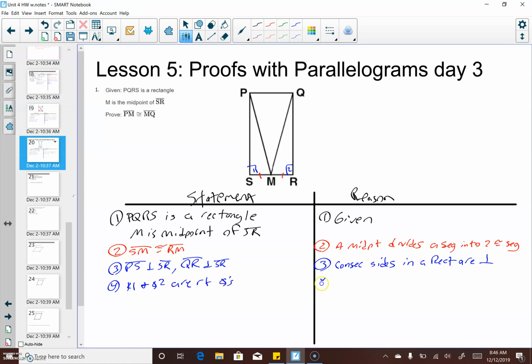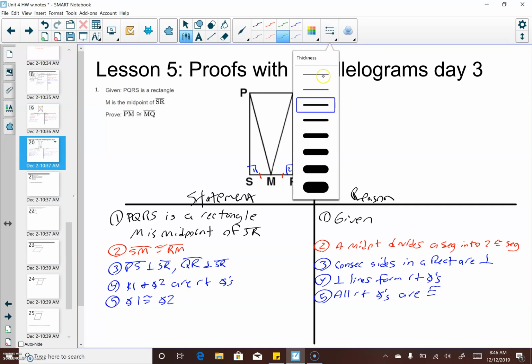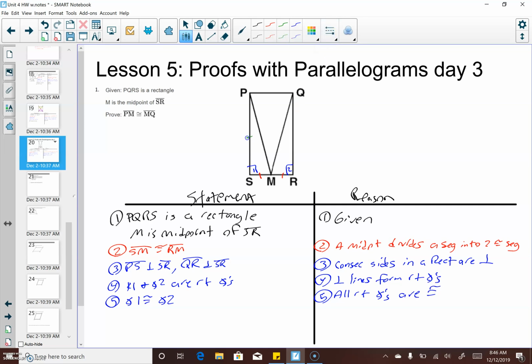And this goes back to last unit, regular perpendicular rules. Perpendicular lines form right angles. And then in step 5, I can say that angle 1 is congruent to angle 2 because all right angles are congruent. So now I have a side and an angle in each triangle. And now what I'm going to look to do is just kind of finish off this last piece. And I'm going to use another rectangle property.